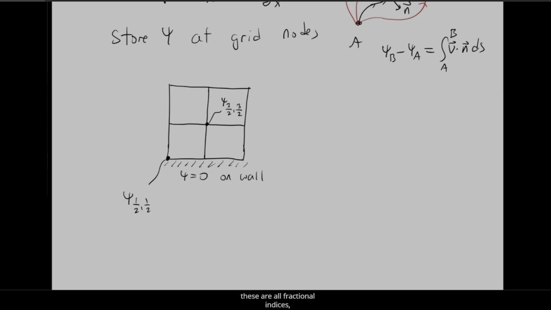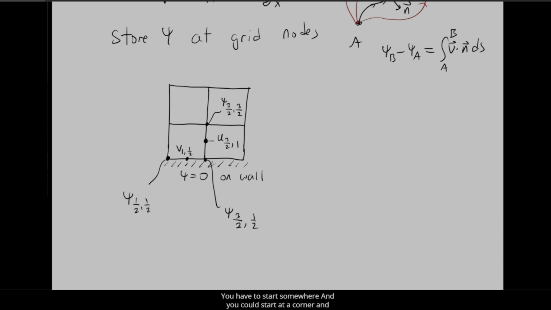So that's why these are all fractional indices. The value over here is your v 1, 1/2. This guy right here is your u 3/2, 1. And this value of psi is psi 3/2, 1/2. Okay. So how would you get those values?